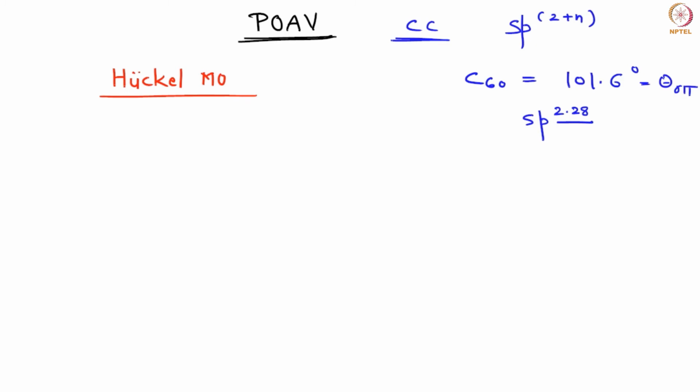I'm going to write down the general expressions for sp2, sp3 and sp2+n type hybrid orbitals. What do I mean by that? Typically, hybrid orbitals are written as linear combinations of atomic orbitals. So hybrid orbitals are your molecular orbitals. This is what we do in the Huckel molecular orbital theory. We write these orbitals as a linear combination of the atomic orbitals that participate in the formation of that molecular orbital.